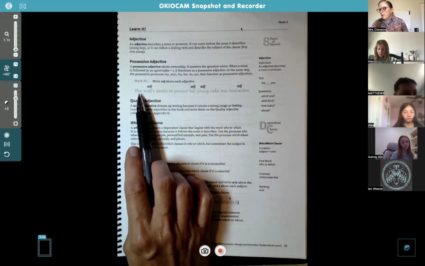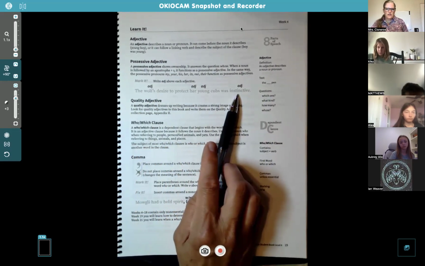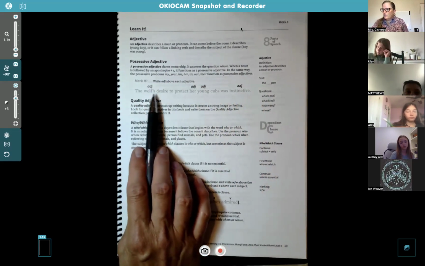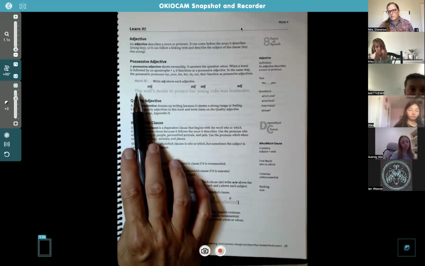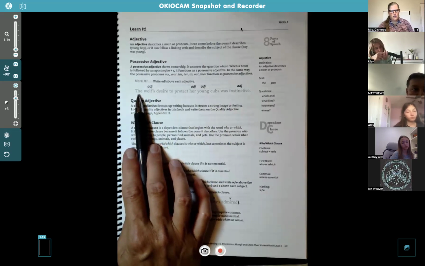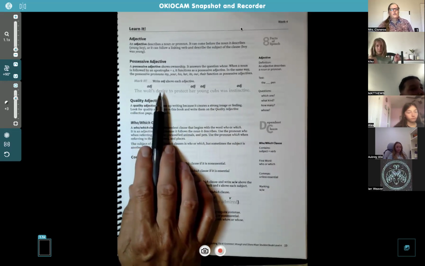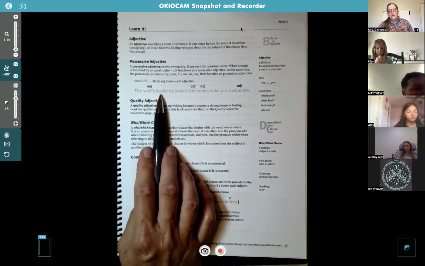So here we have the example. The wolf's desire to protect her young cubs was instinctive. There's a bunch of adjectives in here, but you can see the wolf's desire. So actually that word desire is a noun. And I know this because it's following the, which is an article. Anytime you have a word either right after or soon after an article, a, an, or the, it's going to be a noun. So in this sentence, desire is a noun.